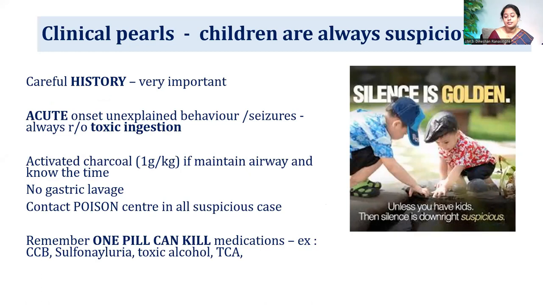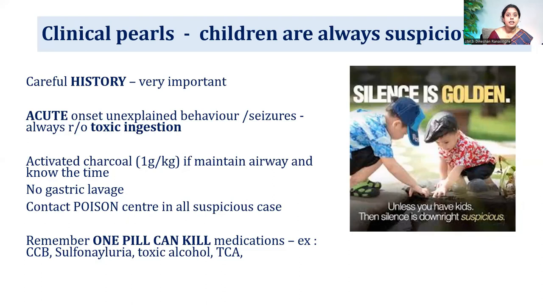Remember, children are always suspicious. Silence is golden, unless you have kids. So that's something you should think about. Careful history is the most important thing in pediatric emergencies. So ask, and always believe what the parents are telling you. But the exception is NAI, non-accidental injuries. Most of the time, ask what the patient was having.